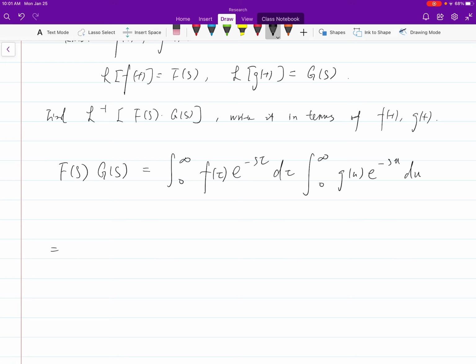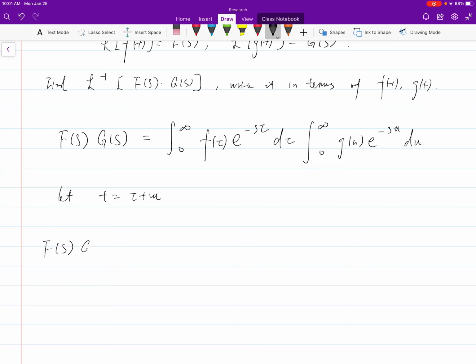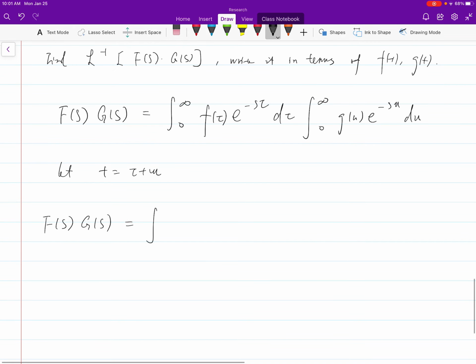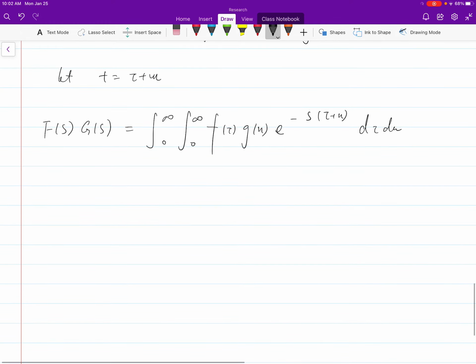Now what we want to do is put them together and change the variable. So now let t equal tau plus u. Try to think about it. Then we're going to take this one and rewrite it to be this. Because they're two different variables and totally separable, we can put this together as f(tau) g(u) e to the negative s times tau plus u, d tau du. Which order do I want? I want d tau du. Yes, that's right. So far so good.